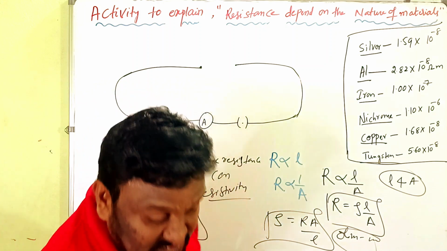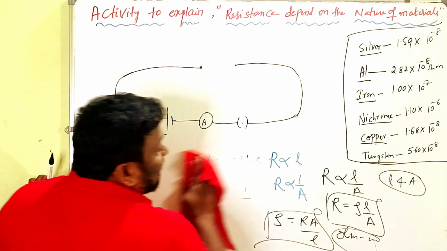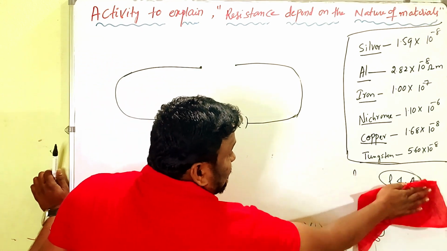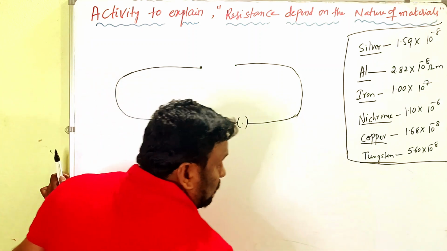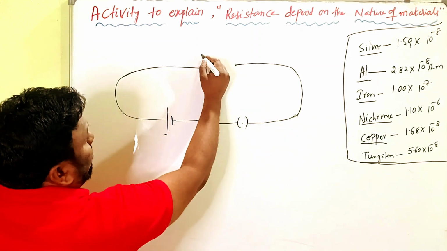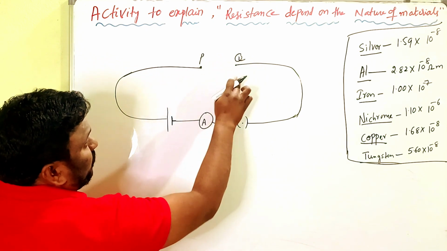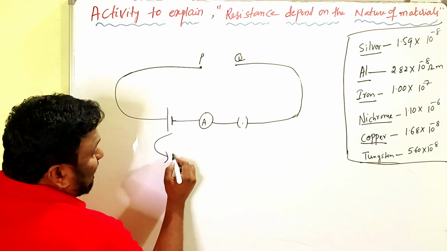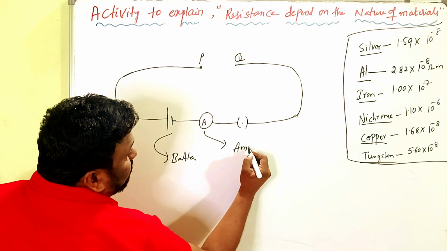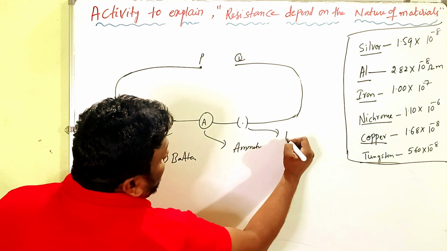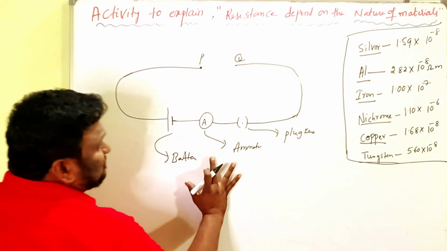The experimental arrangement should be like this. In the diagram you find some symbols. Here P and Q are the ends of the wire. This is the battery, this is the ammeter, and this is the plug key. So we have to construct a simple circuit.